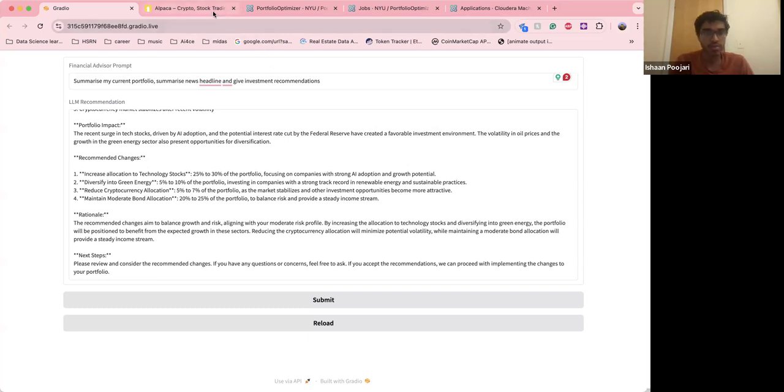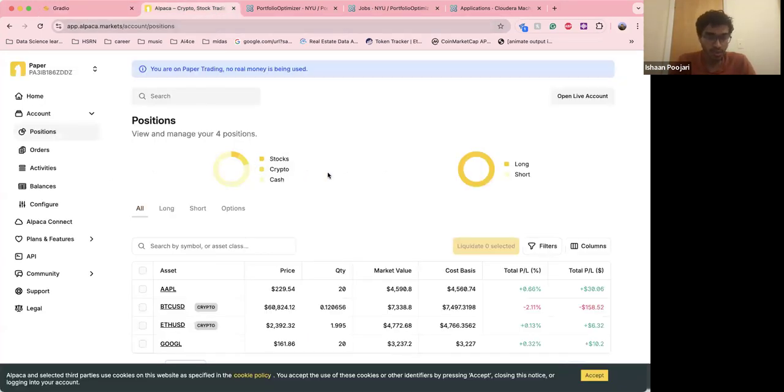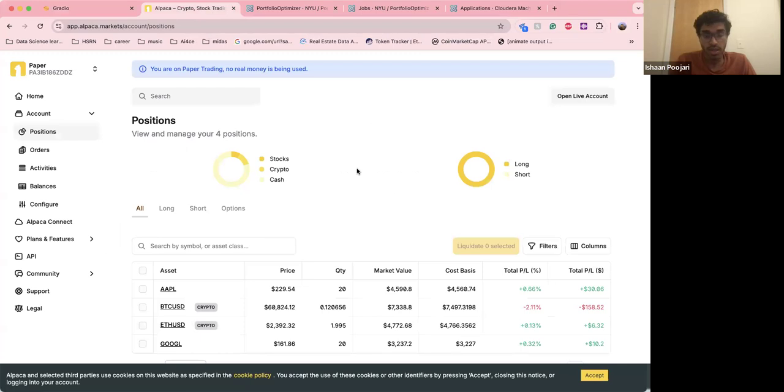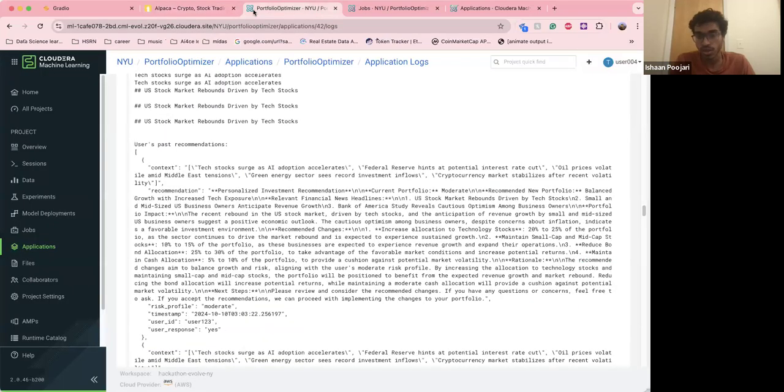Let's go over to the Alpaca website, and we can see the current positions that we're holding. As the LLM successfully showed, it's querying these holdings, and giving recommendations based off of this specific paper trading portfolio that we built here. And of course, we can build integrations with other trading platforms such as Robinhood or anywhere else as we see fit in the future.